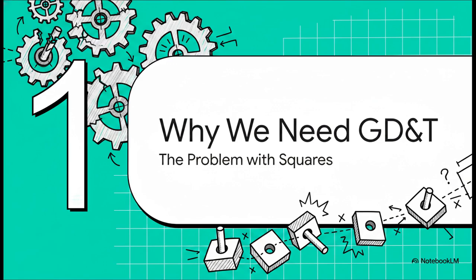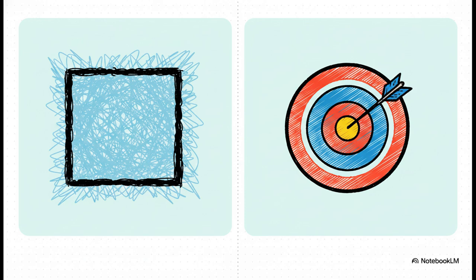All right, Section 1, why we need GD&T. Let's explore exactly why relying on conventional dimensions causes so many headaches and assembly failures on the shop floor. So the core problem is literally in the geometry. As you can see, conventional coordinate tolerancing relies on standard X and Y limits, right? And that creates a square tolerance zone.